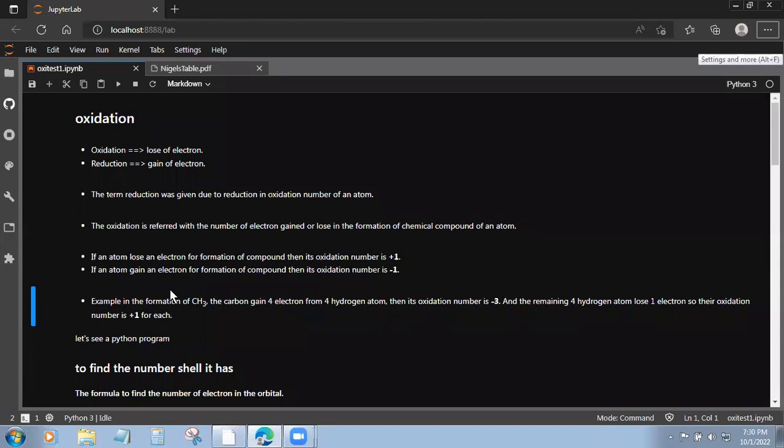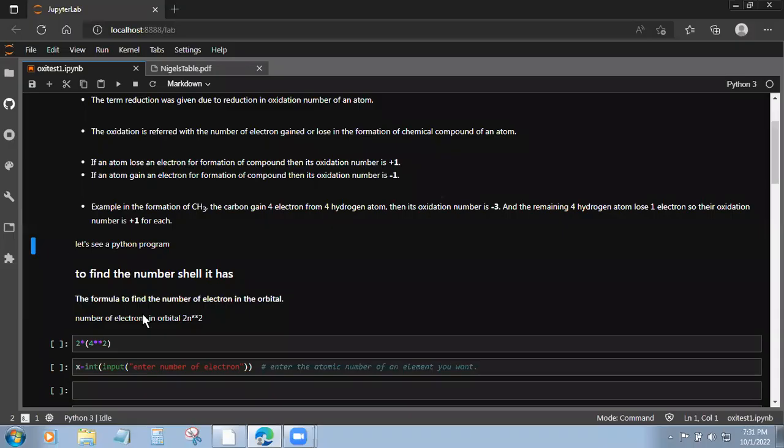Let me show an example. In the formation of methyl CH3, the carbon atom undergoes the oxidation state -3 by gaining 3 electrons, and the hydrogen undergoes +1 by losing 1 electron. The electrons that are present in the outermost layer of the atom are responsible for this oxidation state.